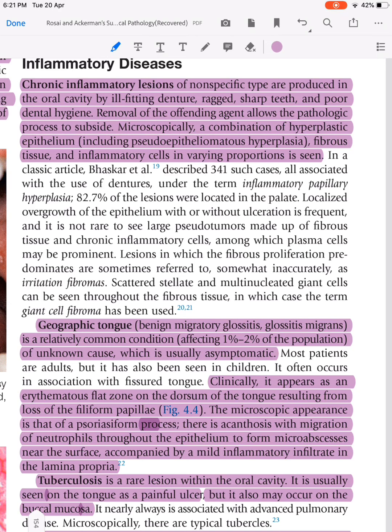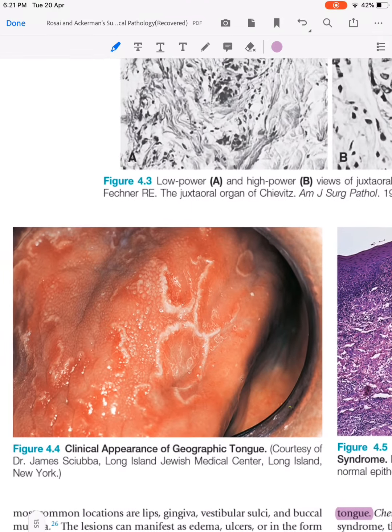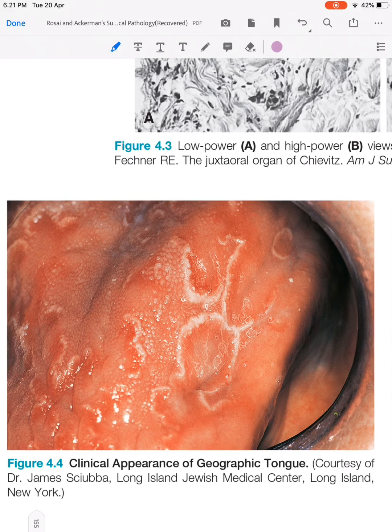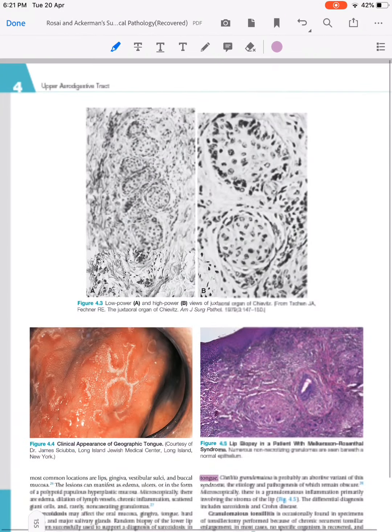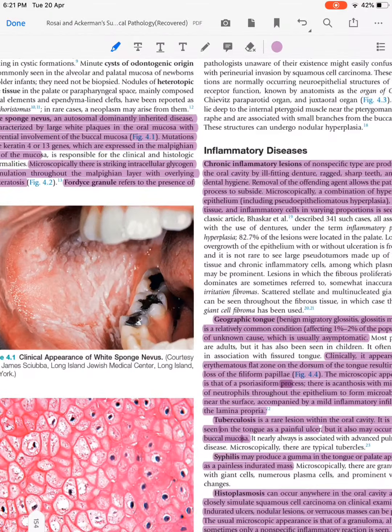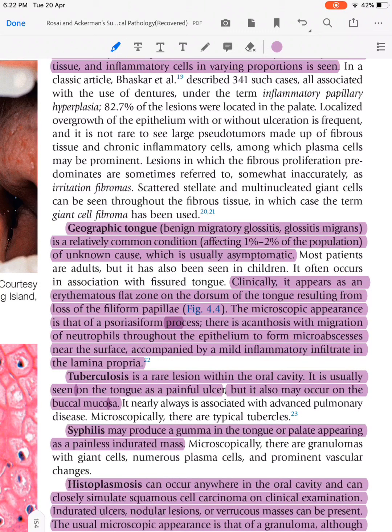How does it appear? An erythematous flat zone on the dorsum of the tongue, as shown in the figure. This is the geographic tongue showing the erythematous plaque.